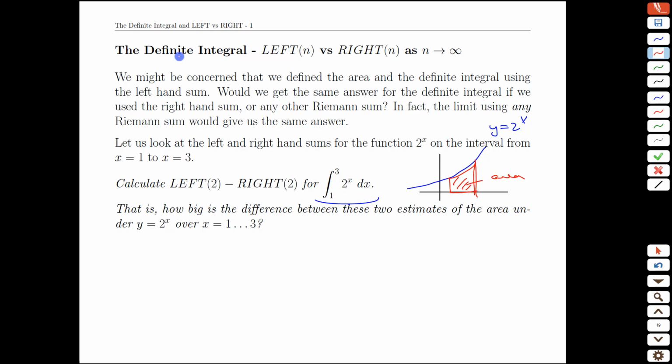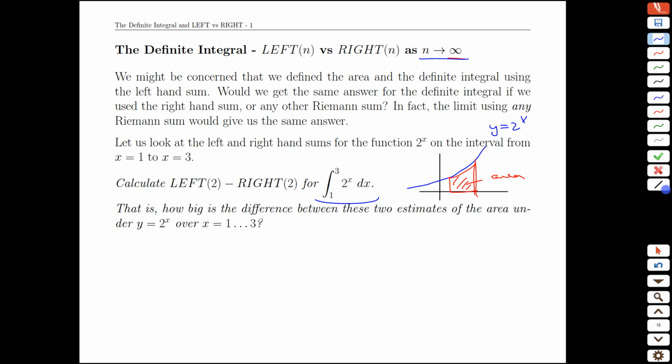When we introduced the definite integral definition, we said it would be the left-hand estimate of that as n went to infinity. But you might think, well, couldn't we use the right instead? And the answer is, of course, yes. The whole point that we're going to go through in this video is to recognize that when we use smaller and smaller intervals, it doesn't matter which estimate we use. So we pick one and trust that when the number of intervals gets small, it won't matter which one we use.